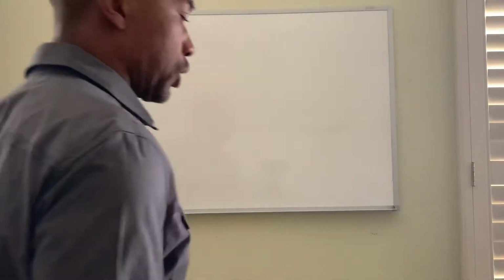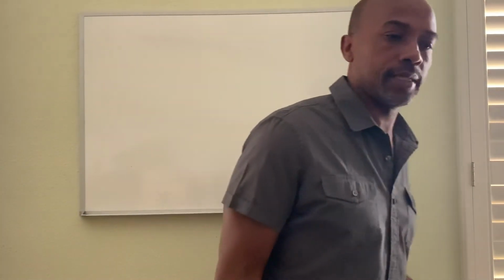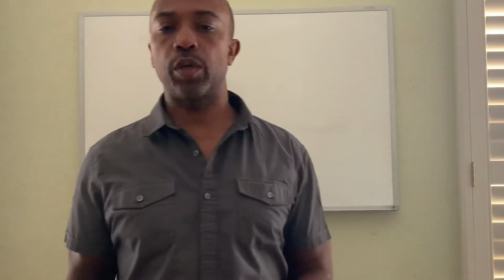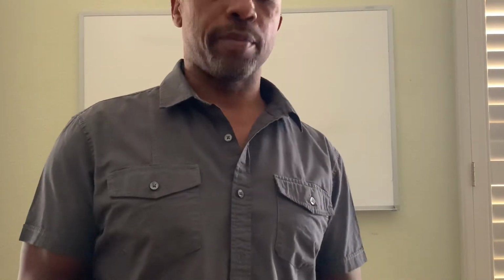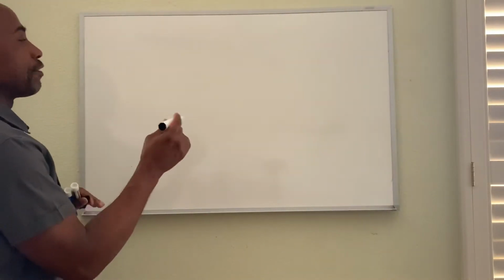All right, today we're going to talk about nervous tissue. Well, actually, we did that already. We're going to talk about the parts of the brain. So the brain has four main parts to it.